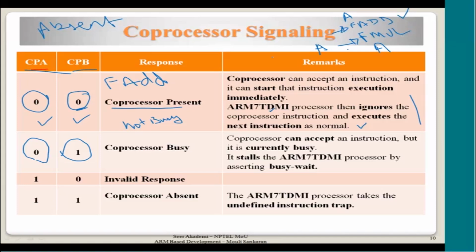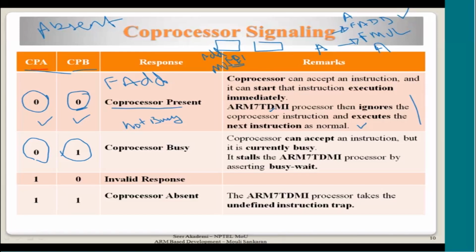So it will say, hey, any takers are there for this? Now there cannot be two floating point processors. There can be only one because CP will be the same, right? So one coprocessor will be there, which is the floating point processor. It is already busy with the add instruction, so it cannot take multiple instructions until it completes this.